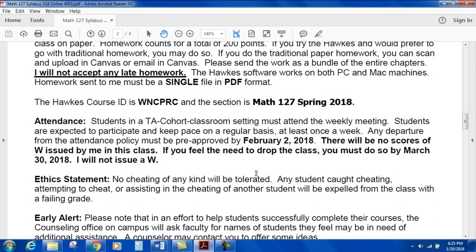Attendance: students in a TA cohort classroom setting must attend weekly meetings. Students are expected to participate and keep pace on a regular basis, at least once a week. Any departure from attendance policy must be pre-approved by February 2nd, 2018. There will be no scores of W issued by me in this class. If you feel the need to drop the class, you must do so by March 30th, 2018. I will not issue a W.